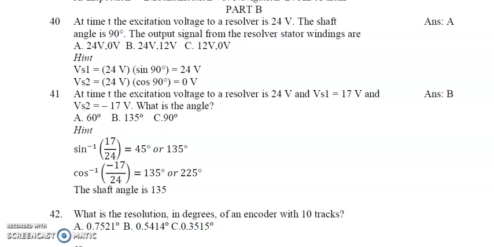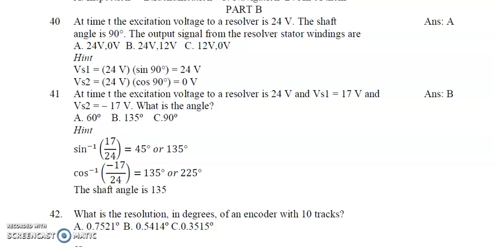Question 41. At time t, the excitation voltage to a resolver is 24 volts, and VS1 is equal to 17 volts and VS2 is equal to minus 17 volts. What is the angle? That is the question. We have to find it from this. Theta is equal to sine inverse of VS1 by V, that is sine inverse 17 by 24, that gives you 45 degree or 135 degree. So both are correct, 45 degree or 135 degree.